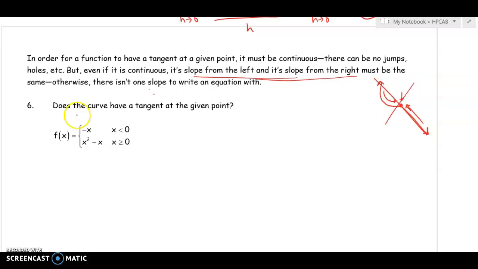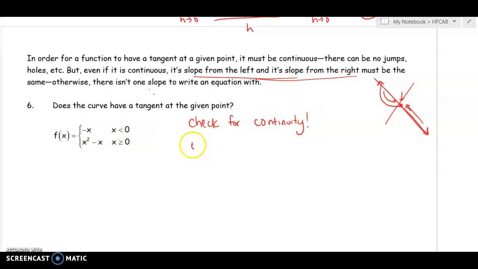Does the curve have a tangent at the given point? So we have this piecewise here. What we need to do first of all is make sure that it's continuous. We want to make sure that it is continuous. So check for continuity.